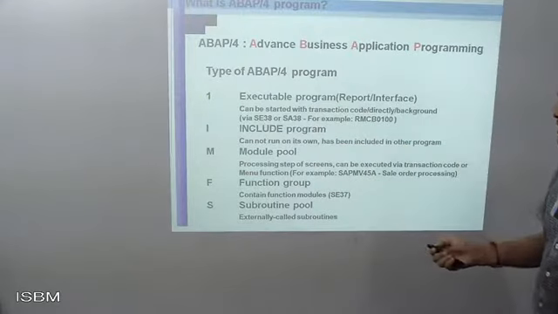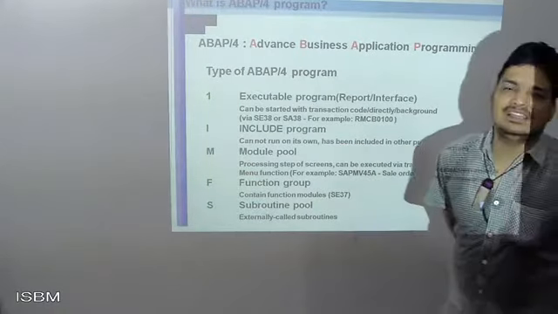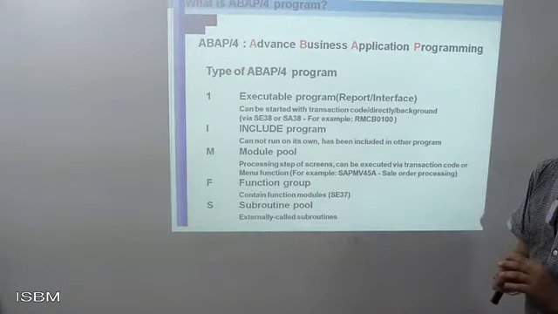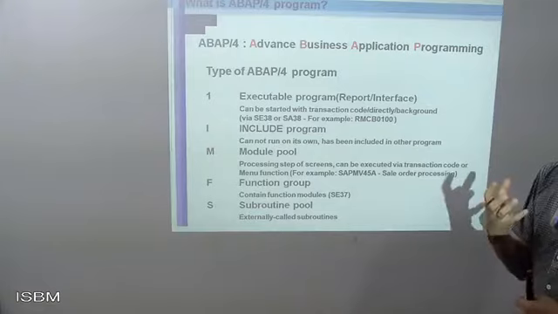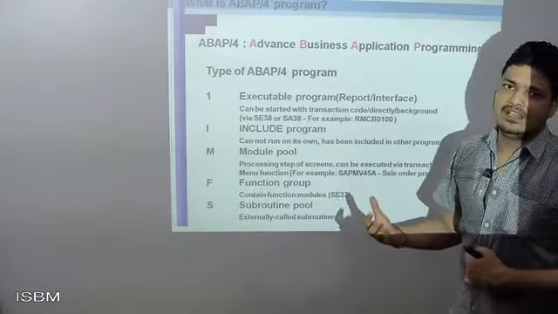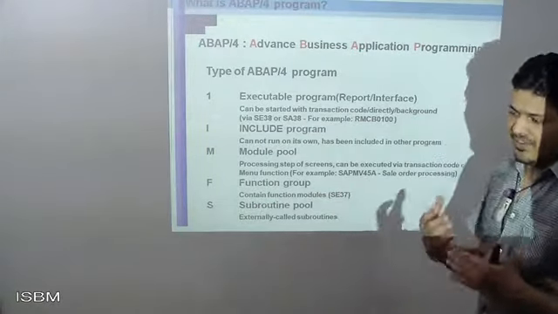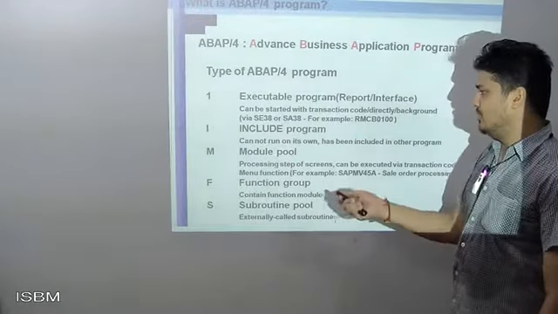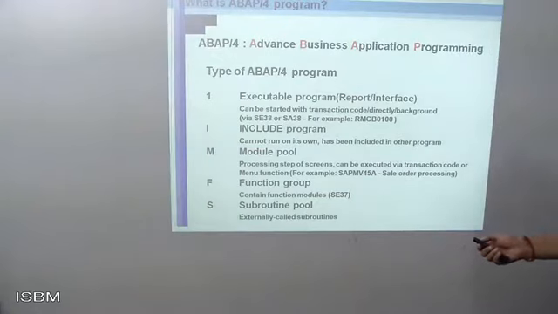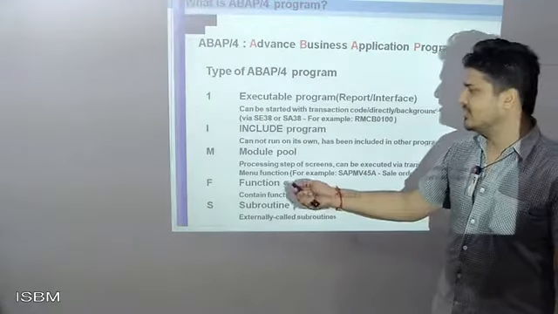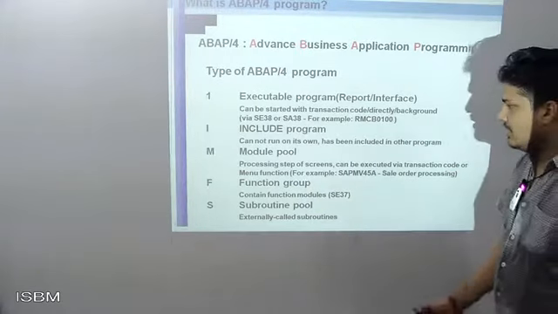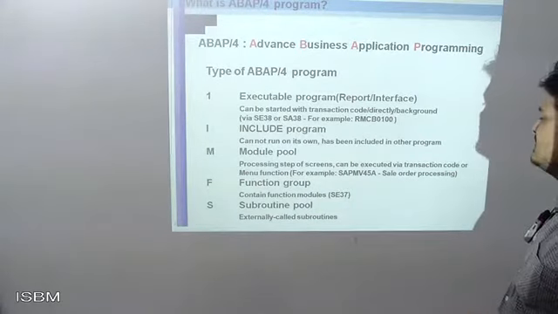Then we have a module pool. Module pool programming basically works on the basis of the screen. When you are writing some program, and the user wants interaction with the screen, which is called GUI, so graphical user interaction is involved, then we are using the module pool concept. And here, for a module pool, we are using the transaction code SE51. Then we have a function group. Function group in the sense of function module.